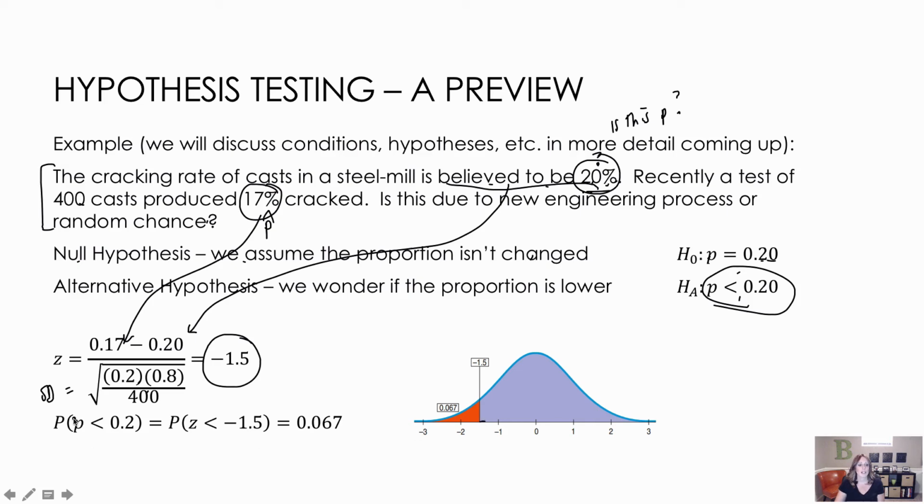And we all know how to find our p-value, which is essentially this. The probability that p-hat is less than 0.17 is equal to the probability that z is less than negative 1.5. And then I used my normal CDF or StatCrunch to find this, and I found 0.067. That means that 6.7% is the probability that if it were actually 20%, I would randomly find 17% cracked in a sample of 400 casts.